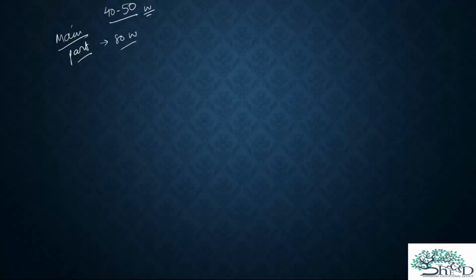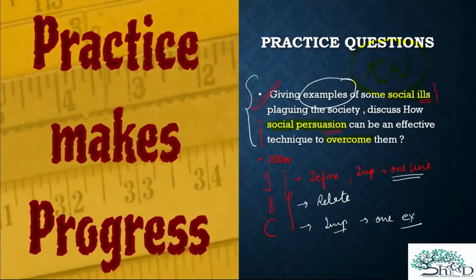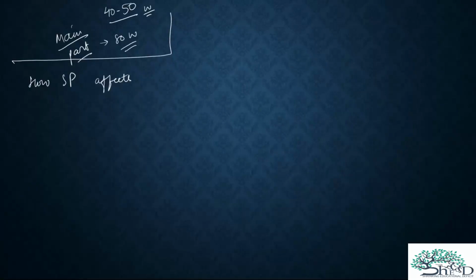Now let's come to the main part of the body, okay. Over here, before we start, do remember to sum up the answer till now into 40 to 50 or maximum 60 words, so that you can focus here for at least 80 words. So you need to write here how social persuasion affects, or let's use the keywords of the question itself, social persuasion can overcome social evils or social ills.